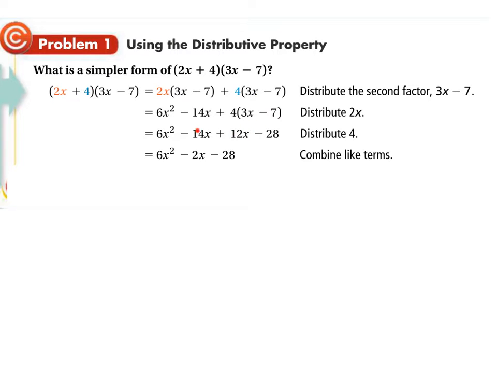What can you combine? These two terms can be combined. They are x terms. Negative 14 plus 12 is negative 2, so negative 2x. And these terms don't have anything to combine with them, so they stay the same. Okay? And essentially what you've done is you've taken this and multiplied it with this and this, and you've taken this and multiplied it with this and this. That's the trick. So here's your Gadot problem.